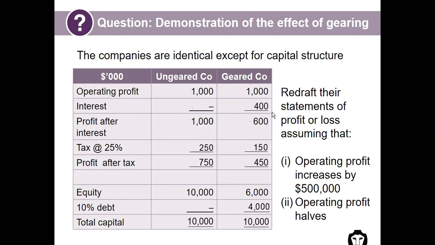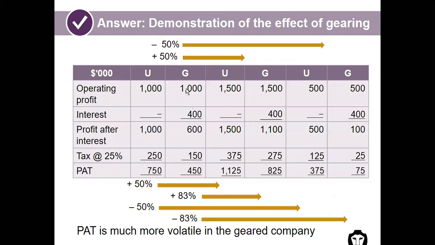So first we increase the operating profit of both of them and we will see what is happening. When I say operating profit increases by 500,000, it means there is a 50% change in the profit. I'm using the word 50% change. It goes 50% up, it goes 50% down. So this is what it looks like.